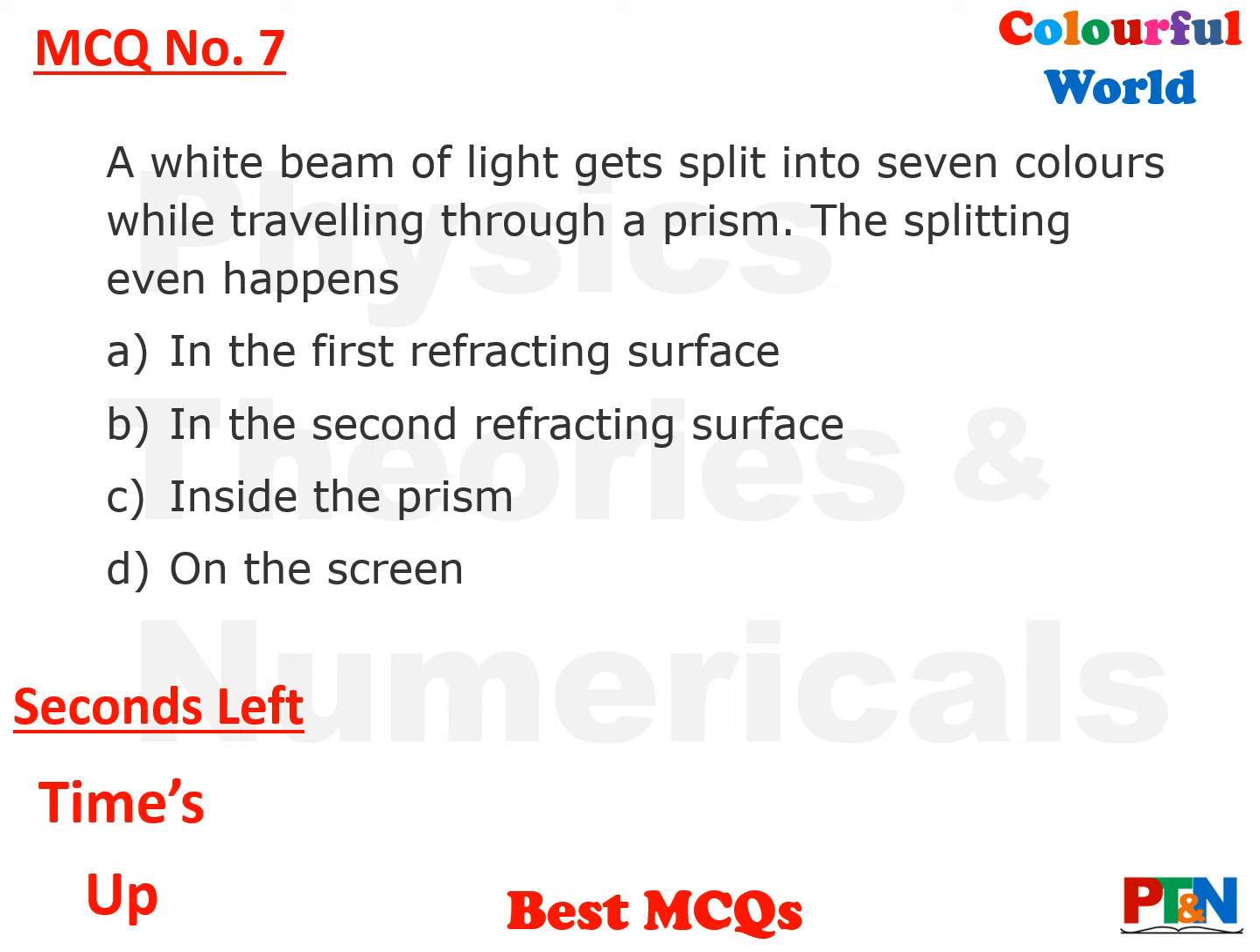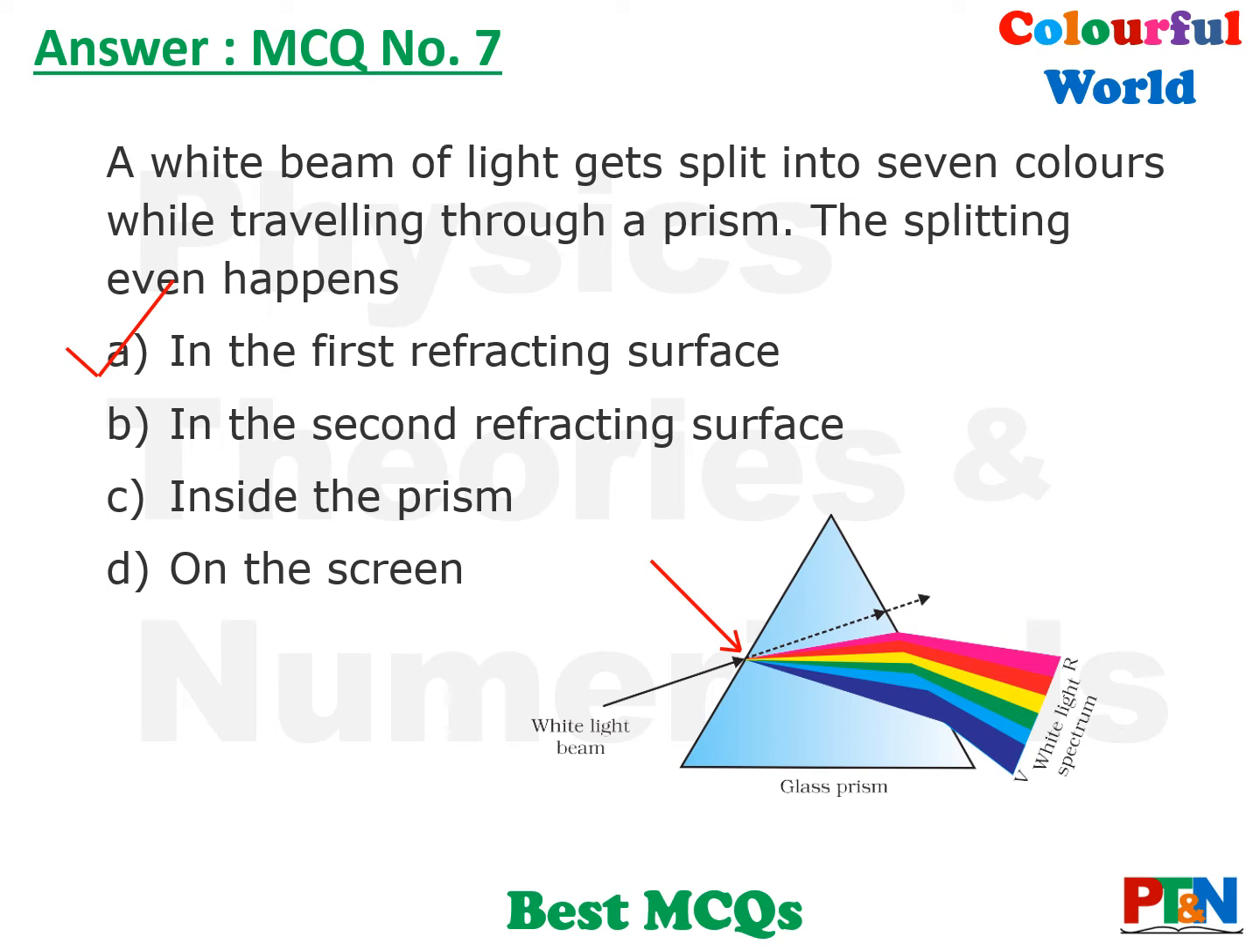Time's up. Let's see the answer. The answer is option A. That means the splitting of the light happens in the very first refracting surface, as has been shown by the arrow in the diagram. After that, it gets spread in subsequent refraction. But the actual splitting of the light happens in the very first refraction.